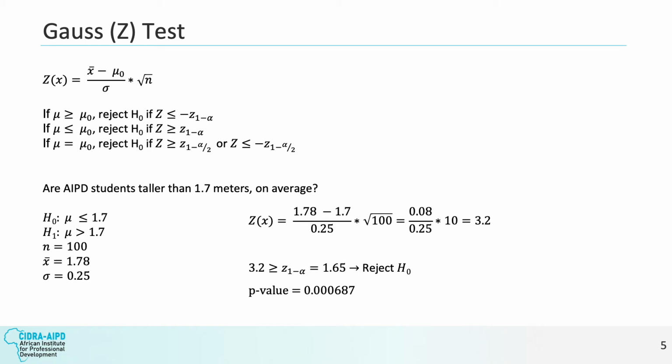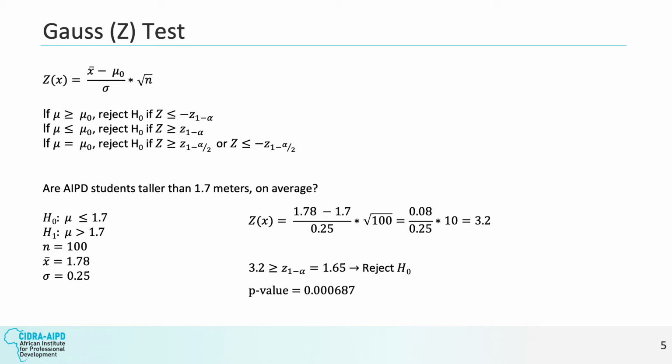Let's practice this by asking if AIPD students are taller than 1.7 meters on average. Our null hypothesis is that students are not taller than 1.7 meters on average, meaning that they are shorter or equal to 1.7 meters.